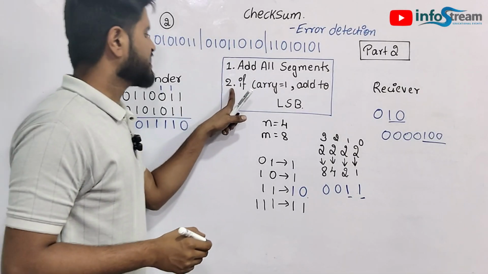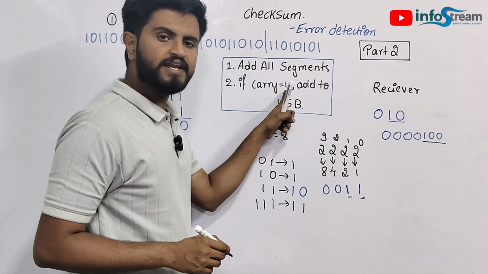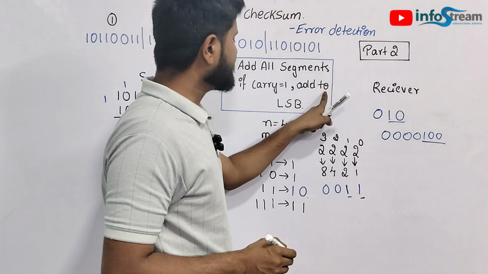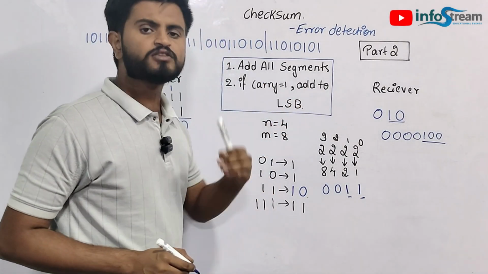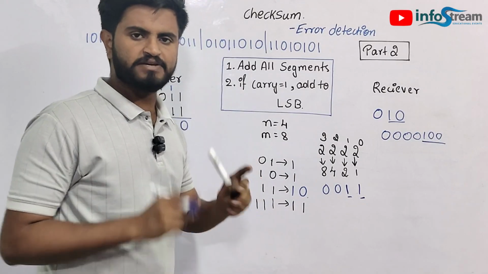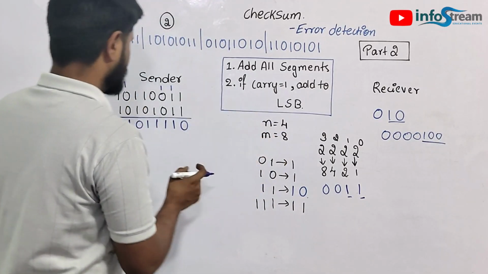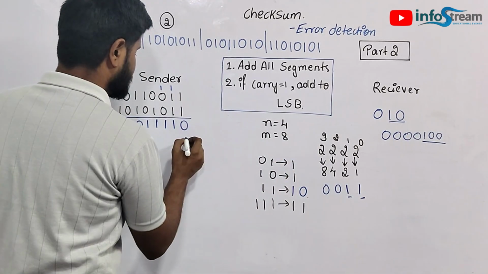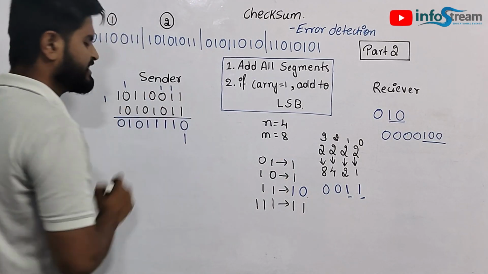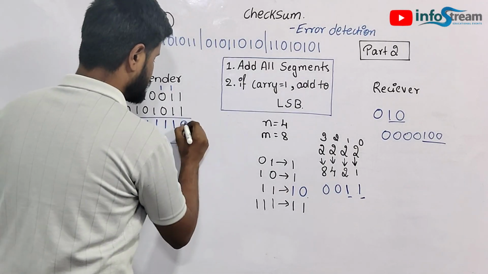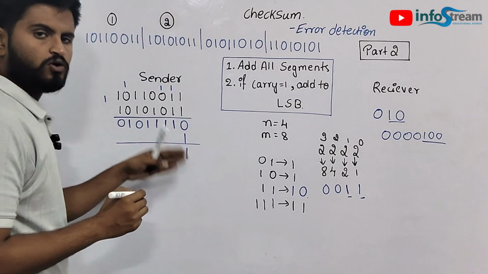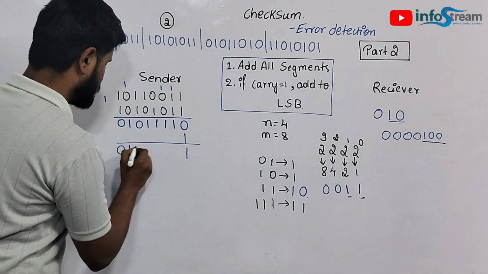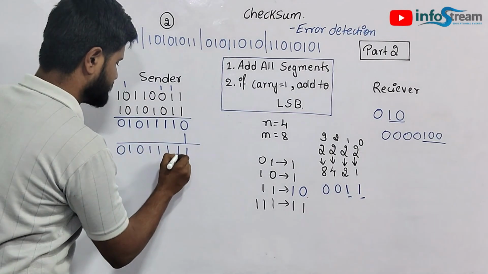Now, in the second step, if you get a carry equal to 1 at the end, you add it to the LSB. What is LSB? LSB means least significant bit. The first element from the right-hand side towards the left is the least significant bit. So I will add 1 to that: 0 plus 1 is 1. Now no carry is forwarded to the next element, so you can directly copy all the elements from the previous step.